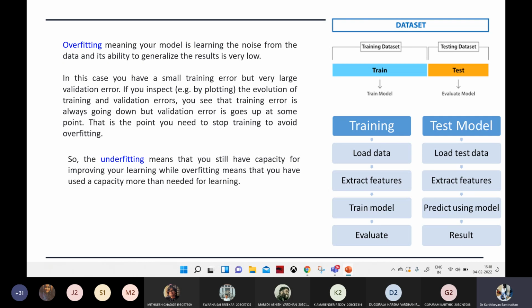So if you inspect, by plotting a graph, the evaluation of the training and the validation errors, you see that the training error is always going down, but the validation error goes up at some point. That is the point where you need to stop training to avoid overfitting. Suppose whenever the graph looks like this, one curve goes down, the other goes up, then you cannot meet the best fit here. So by that time you should stop training your model. That is how you can avoid overfitting.